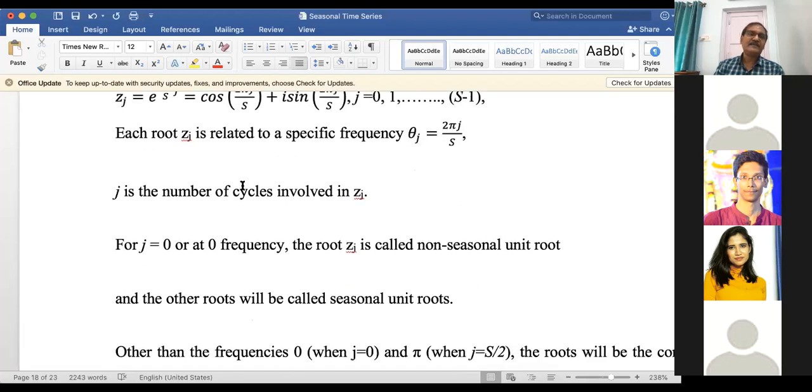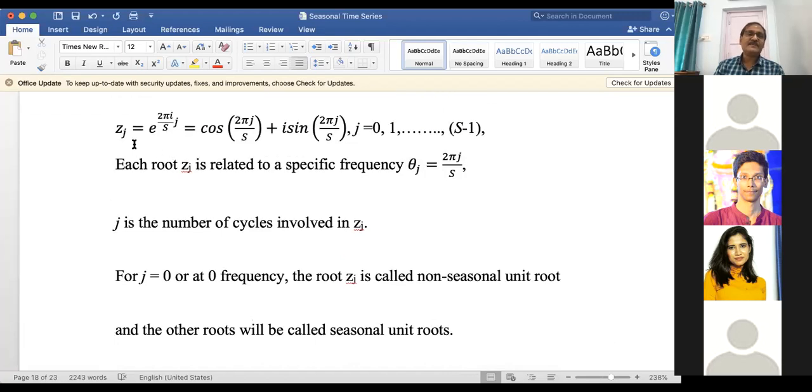Now you have to remember, for seasonal time series, you will get more characteristic roots even in the case of AR1. Among the more roots, one specific root you will get at j equal to 0. So out of S characteristic roots, we are focusing specially on the roots at j equal to 0, because it provides a special implication in analyzing the seasonal time series. For that reason, we are focusing more on the value of z at j equal to 0.